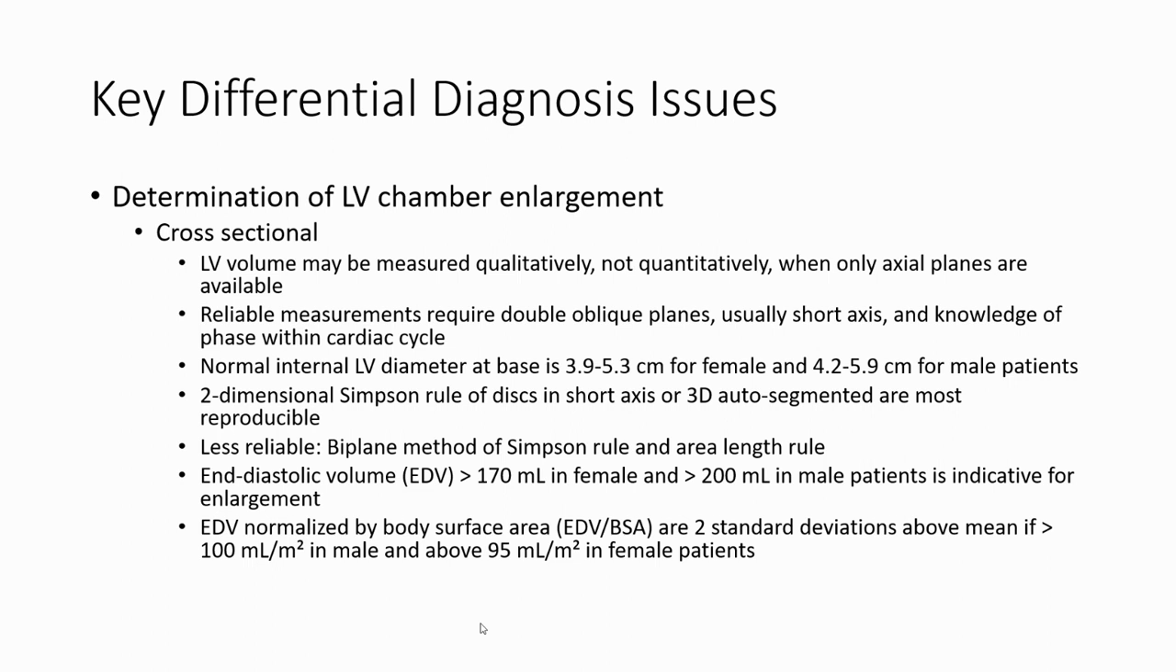Two-dimensional Simpson rule in short axis or 3D auto-segmented methods are most reproducible. Less reliable are the biplane method of Simpson rule and the area length rule. Diastolic volumes more than 170 mL in female and more than 200 mL in male patients indicate enlargement. Diastolic volume normalized by body surface area is two standard deviations above the mean if more than 100 mL per meter square in male and about 95 mL per meter square in female patients.